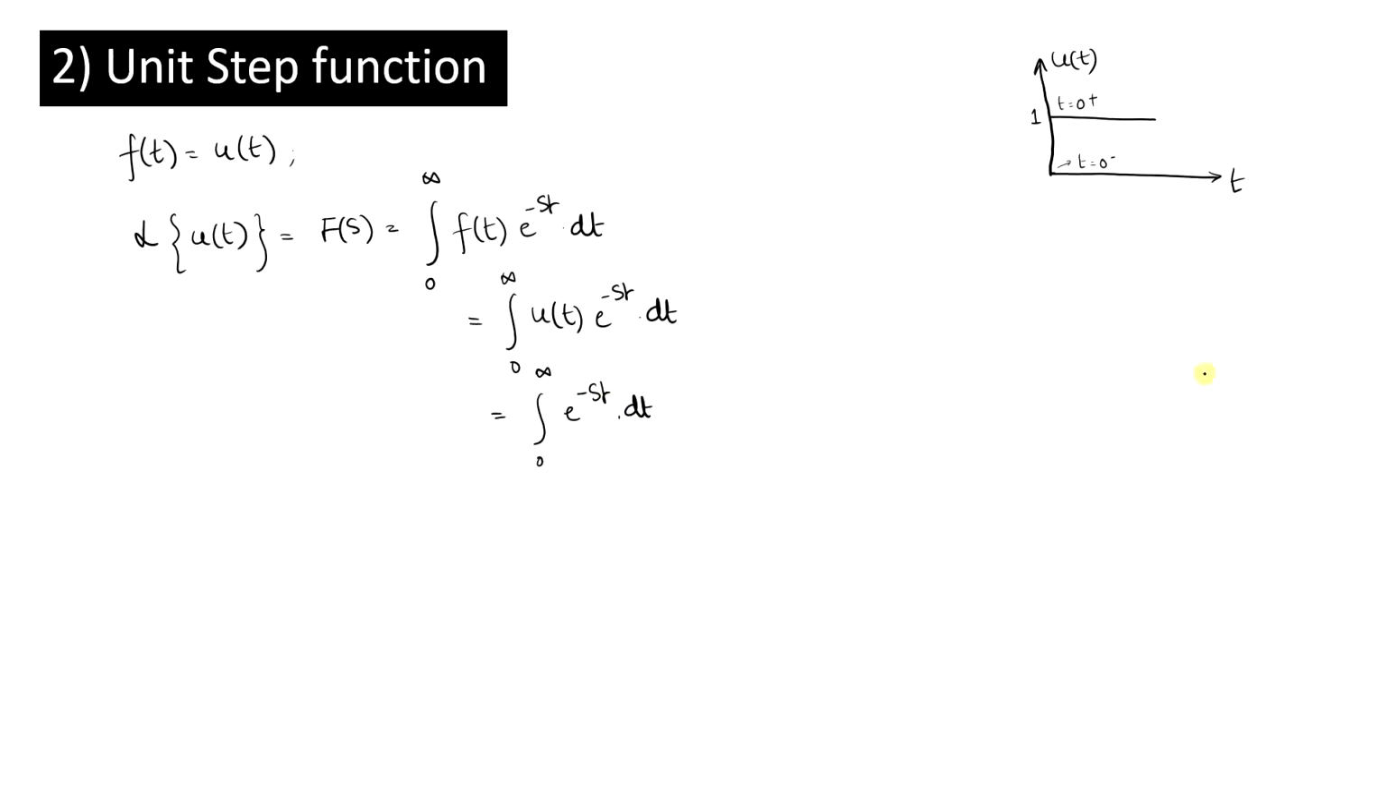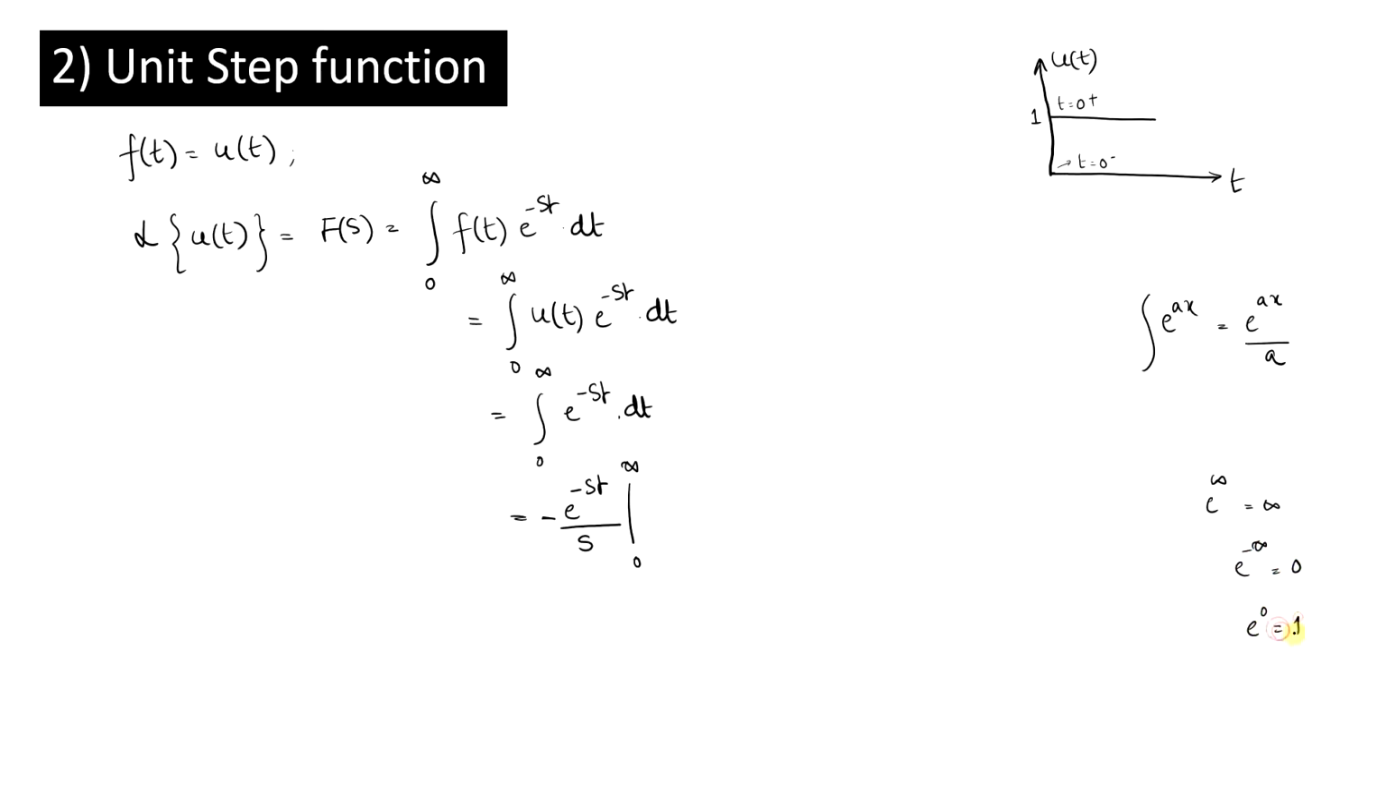Previously we have seen what is integration of e power ax, that is equal to e power ax divided by a. Using the same thing here, this will be e power minus st divided by minus s, substituting the values 0 to infinity. E to the power infinity is equal to infinity, e power minus infinity is equal to 0, and e power 0 is equal to 1.